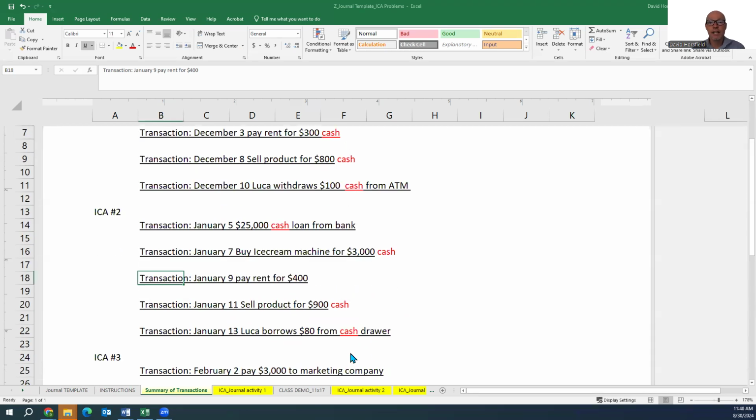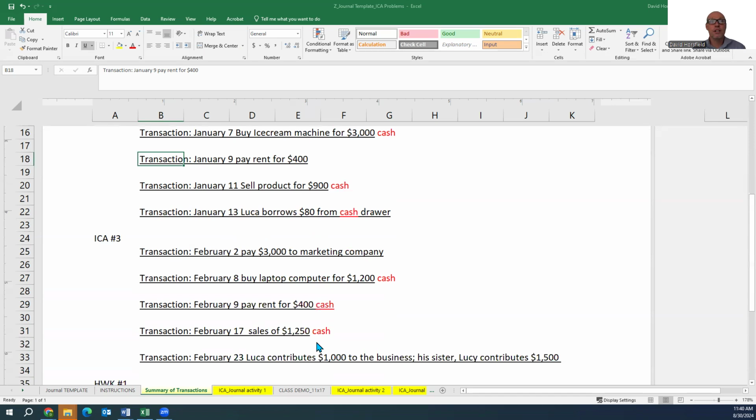Separate set of transactions. January 5, $25,000 cash loan from the bank. On January 7, Luca bought an ice cream machine for $3,000 cash. On January 9, Luca paid rent for $400. On January 11, Luca sold product for $900 in cash.